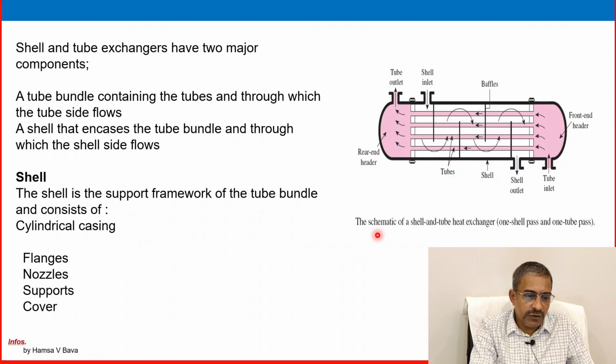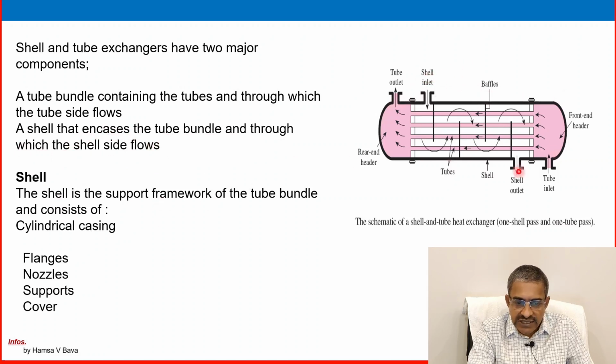Shell and tube heat exchanger has two components. A tube bundle containing tubes in which the tube side flow passes. See, a tube bundle is there. This is the tube bundle, so the tube flow is passing through that one. And a shell that encases the tube bundle, through which is the shell side flow. This is the shell side, and the shell side flow is there.